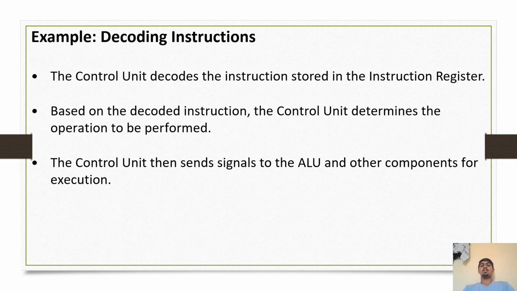For example, decoding instruction. The control unit decodes the instruction stored in the instruction register. Based on the decoded instruction, the control unit determines the operation to be performed. The control unit then sends signals to the ALU, that is the arithmetic logic unit, and other components for execution. This is the example of decoding an instruction.